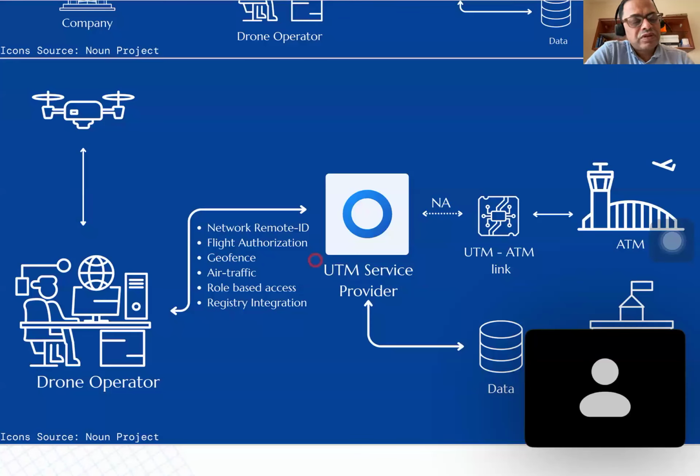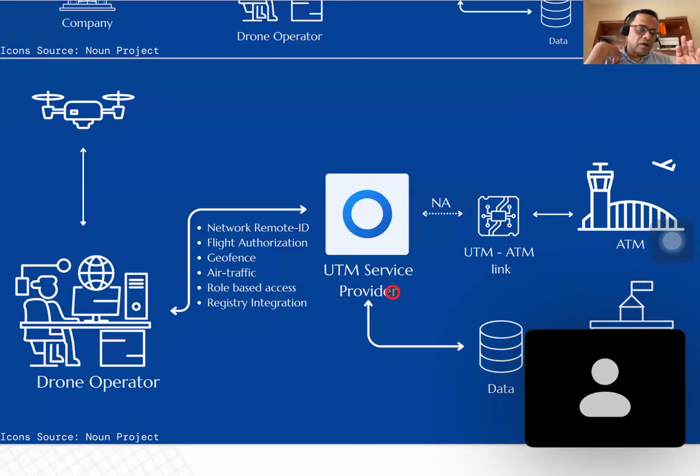For example, if you use QGCS or Mission Planner and you are planning a flight and you want to see what other manned flights are near you, that's the air traffic service. If you want an authorization from the government that you are going to fly BVLOS, that's the flight authorization service. So these services are provided by the UTM service provider.